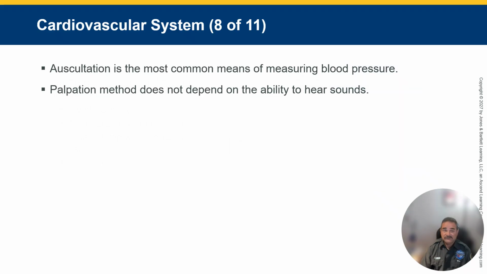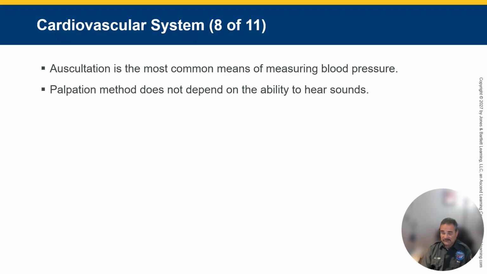All right, auscultation is the most common means of measuring blood pressure. This is when you can hear the systolic and the diastolic. This is skill drill 10-2. You've been trained in this already. Make sure that you can do it. You're proficient at it. If you need help, hey, we'll help you with it.